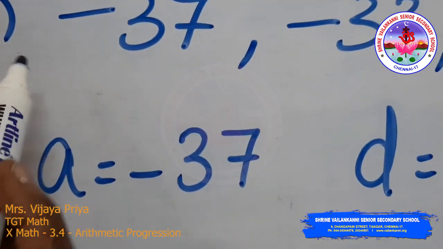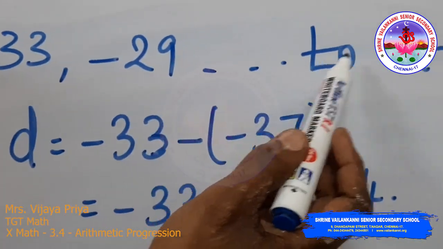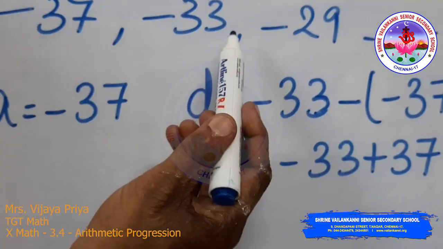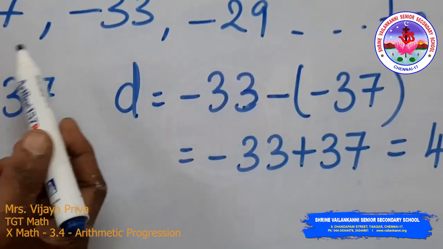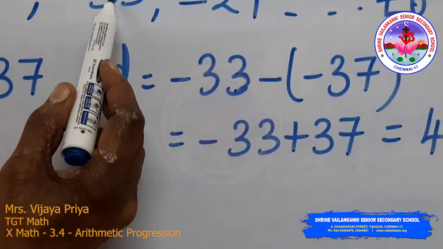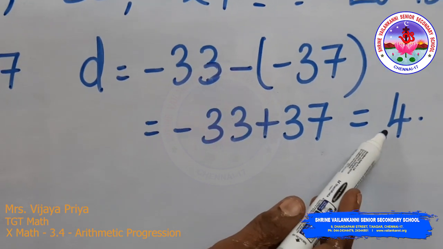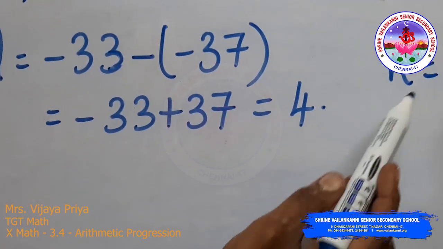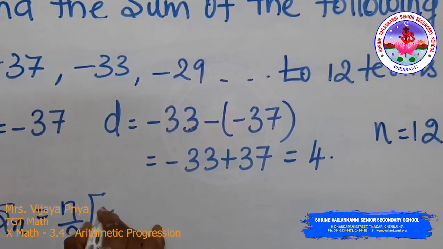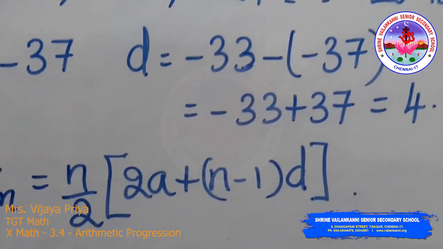Now the second subdivision: minus 37, minus 33, minus 29 and so on up to 12 terms of the AP. So I want to find the sum of the first 12 terms of the AP. Here my a is minus 37, and d is equal to minus 33 minus of minus 37, so I get the common difference as 4, where n is equal to 12. So my Sn is equal to n by 2 into (2a plus (n minus 1) into d). I am going to substitute my values here.